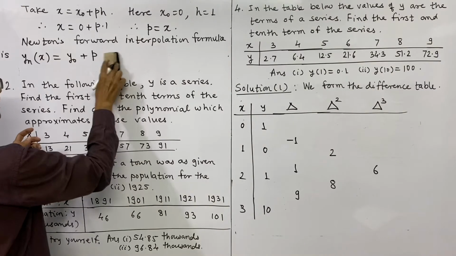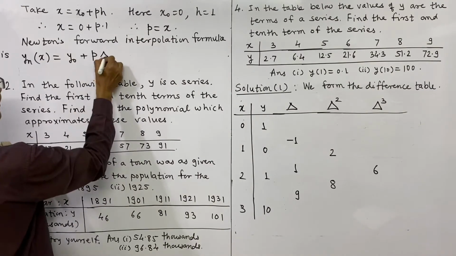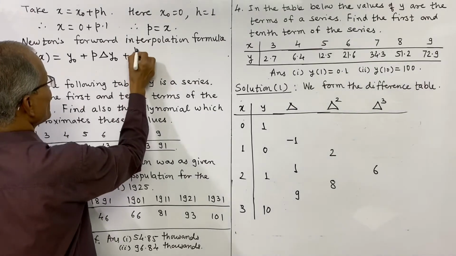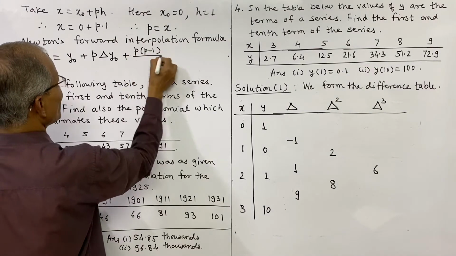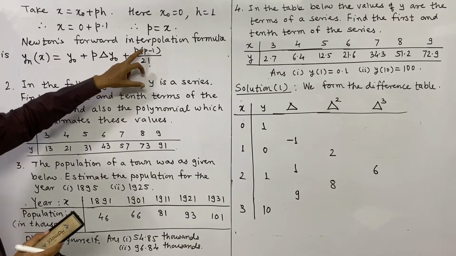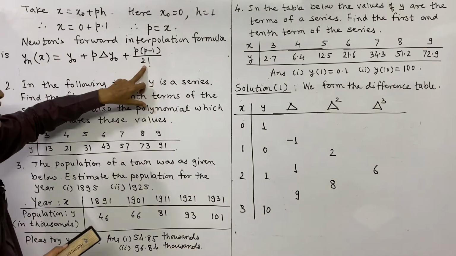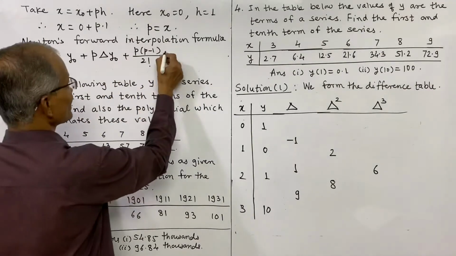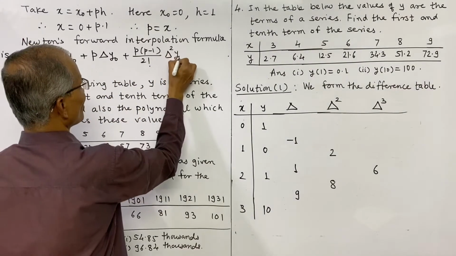Delta, not del, but delta at y naught, the first difference at y naught. Next is plus p into p minus 1, binomial coefficients. This is 1, then p, and then p into p minus 1 divided by 2 factorial, delta square at y naught. This is y naught, delta square at y naught.